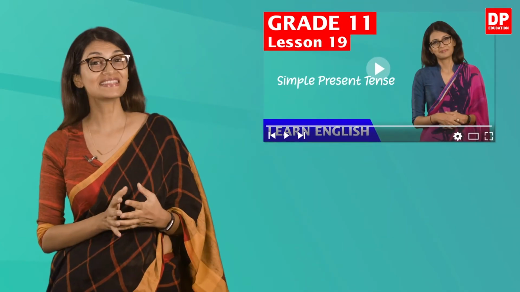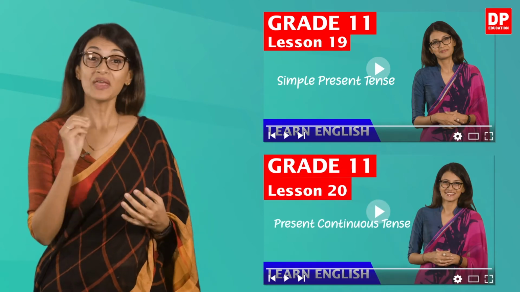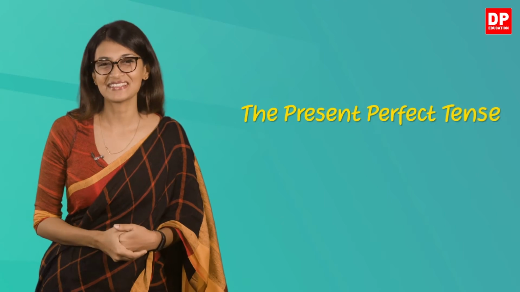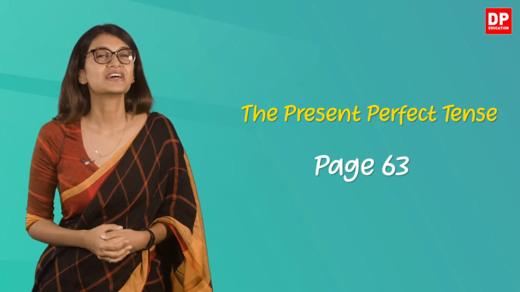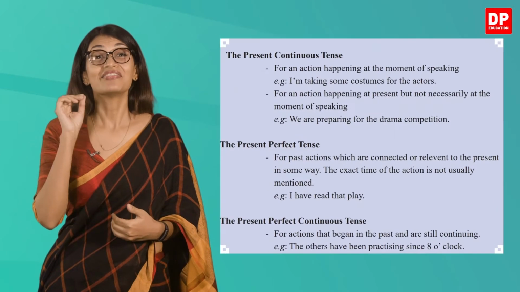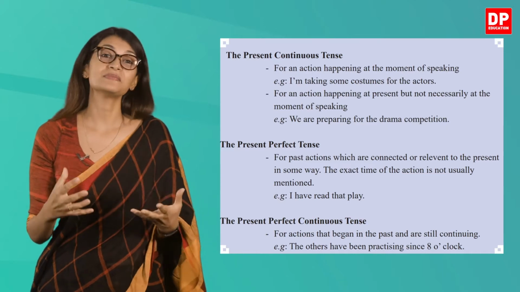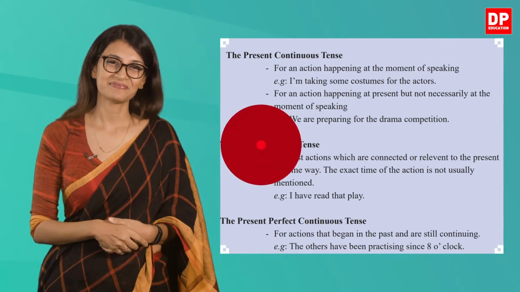We have already done lessons on the simple present tense and the present continuous tense. So understanding when the present tense is used should not be too difficult for you. In today's lesson, we will be doing the present perfect tense. On page 63 of your Pupil's book, you will notice that there is an explanation given about all the different types of present tenses. It is in a blue box.